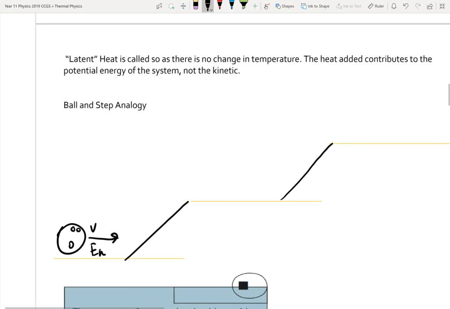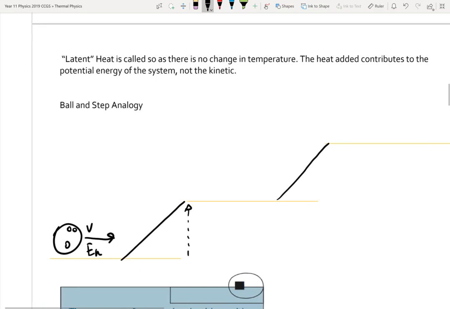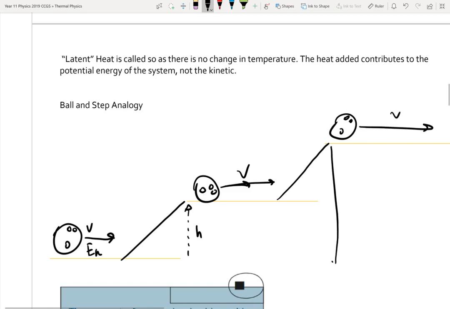At some velocity it has, this is where the analogy breaks down, but if we could raise that ball up a certain height, now, due to its state or position above the ground, it has more potential energy. You keep rolling it, getting faster and faster, and then eventually it might get up to this third step, where it's now even higher above the ground.